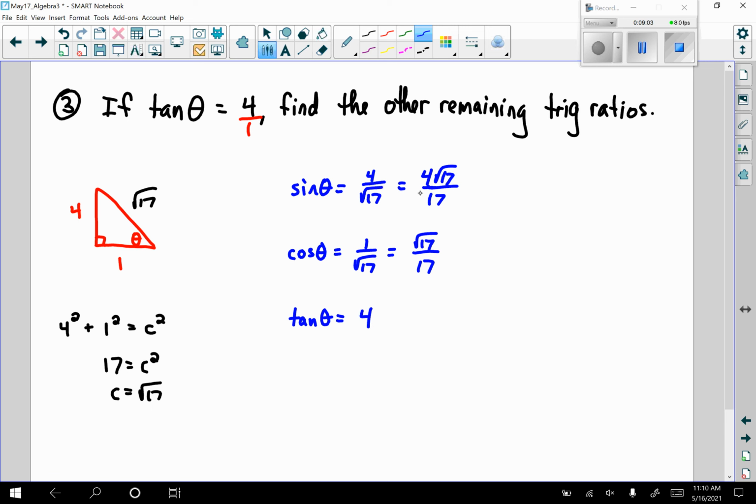Let's get the reciprocals here. So we'll have cosecant theta. Now, I'm not going to go to what we rationalized. I'm going to go straight to what we first wrote out because this is going to be a lot easier. This reciprocal just becomes radical 17 over 4. And no need to do anything else because the radical's in the numerator. Same thing here. If we have secant theta, that's just going to become radical 17 over 1, or just radical 17. And cotangent, the reciprocal of 4 over 1, is 1/4.